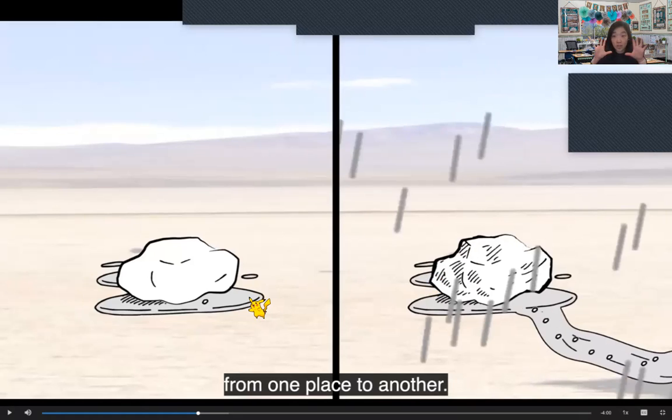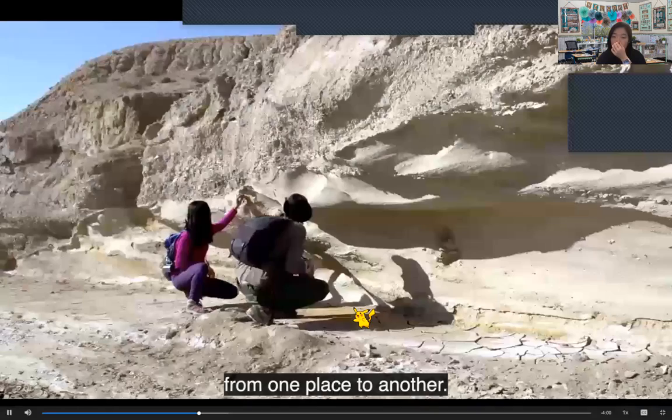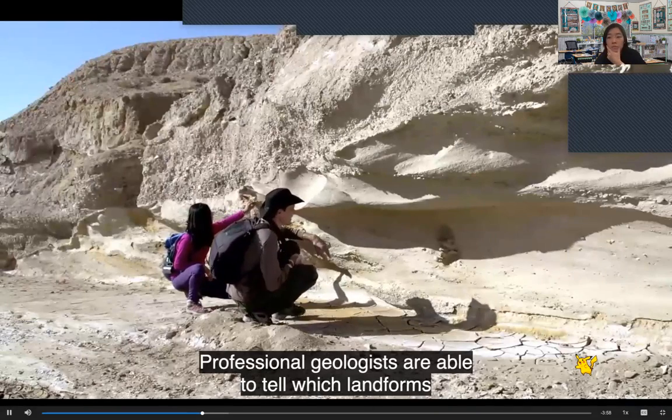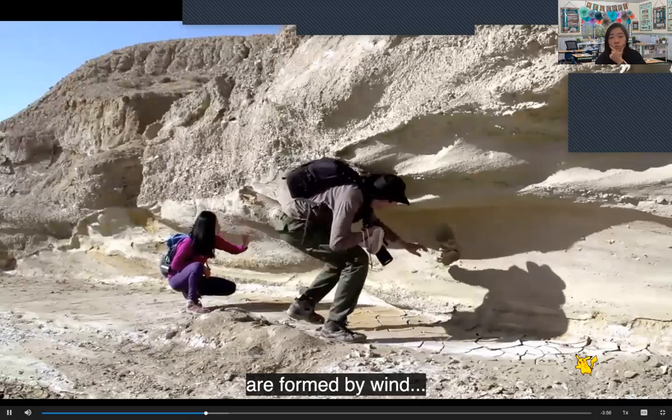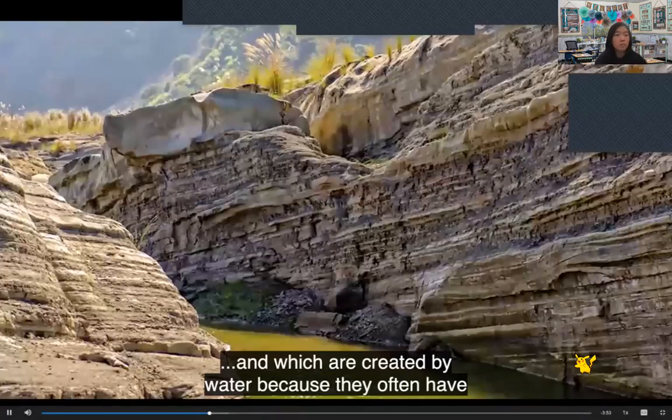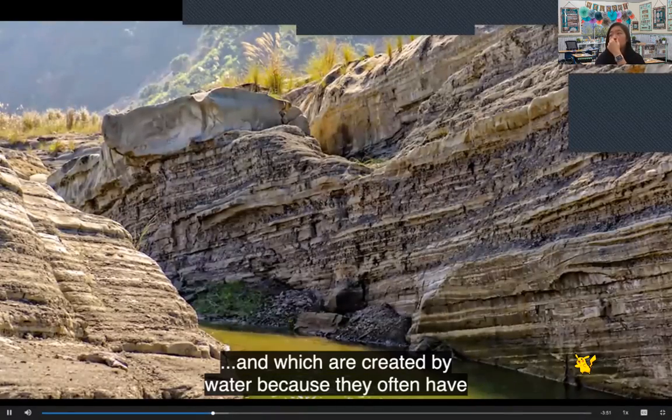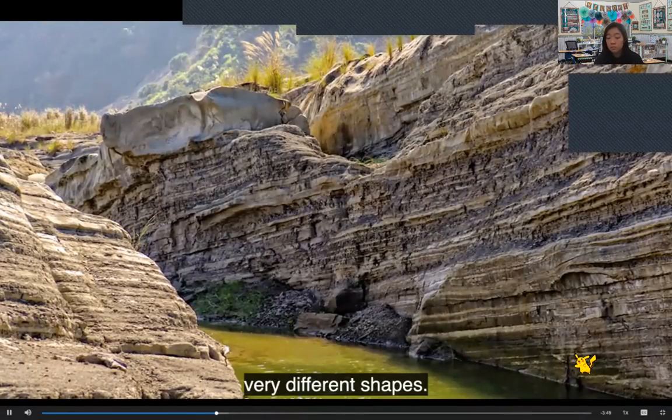So erosion happens when wind or water carries rocks and soil to a new place. Professional geologists are able to tell which landforms are formed by wind and which are created by water because they often have very different shapes.